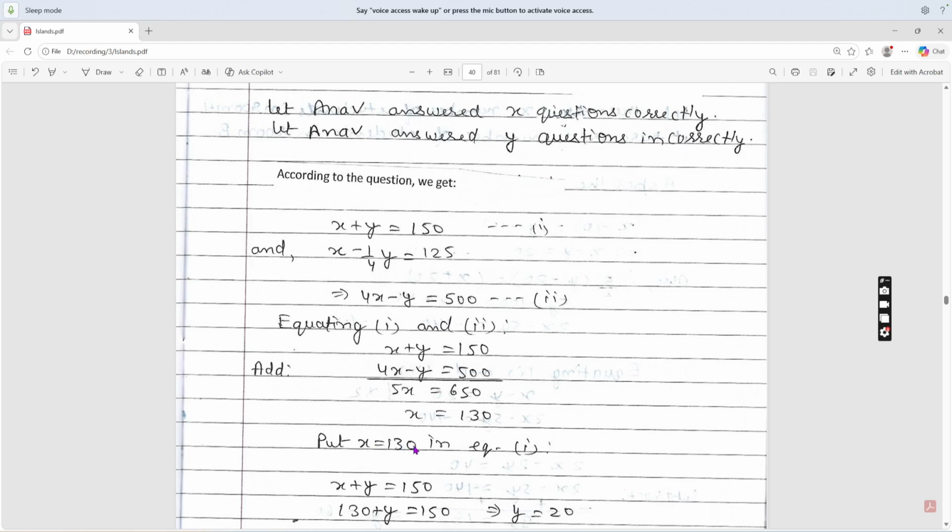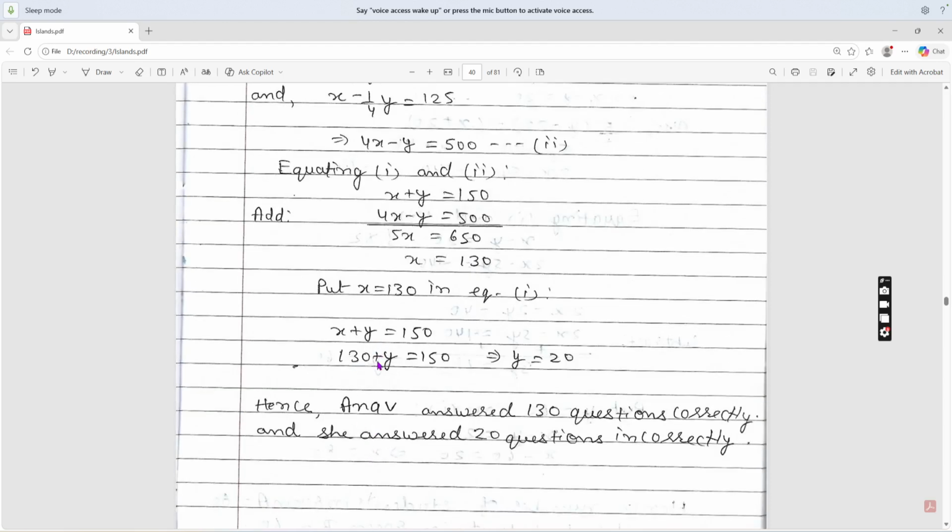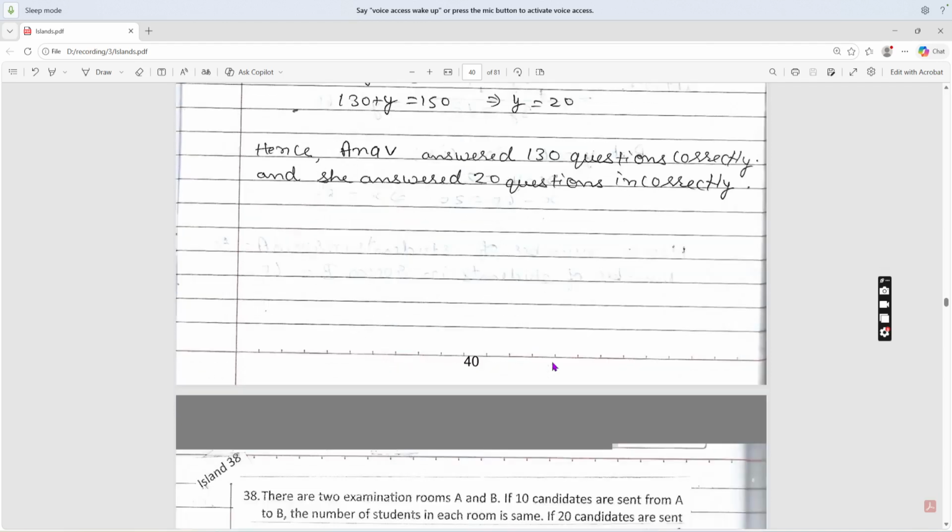So now we are going to put x is equal to 130 in equation 1. What is the first equation? x plus y is equal to 150. So 130 plus y is equal to 150. So y is equal to 150 minus 130, that is equal to 20. Hence, Anav answered 130 questions correctly, which is equal to x, and she answered 20 questions incorrectly, which is equal to y, which is equal to 20.